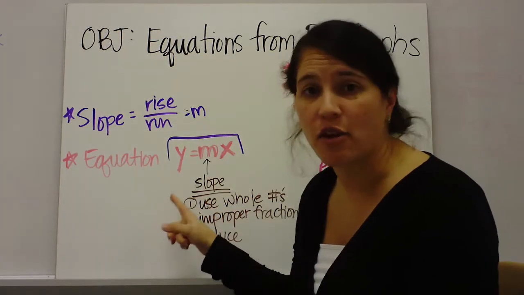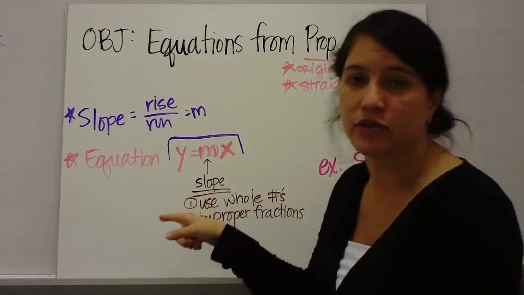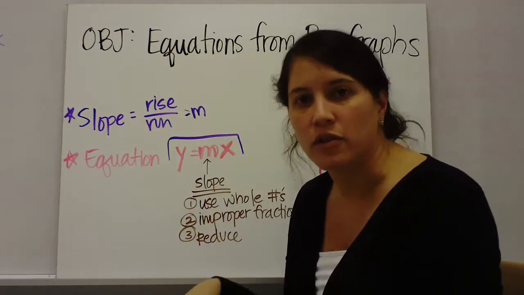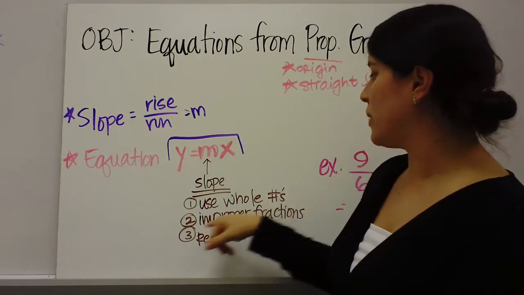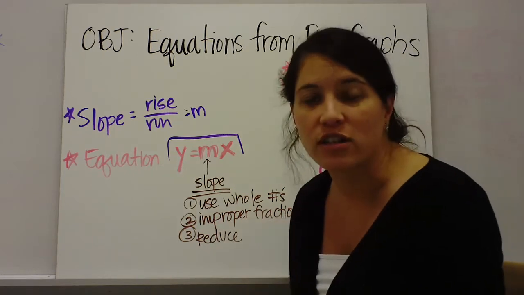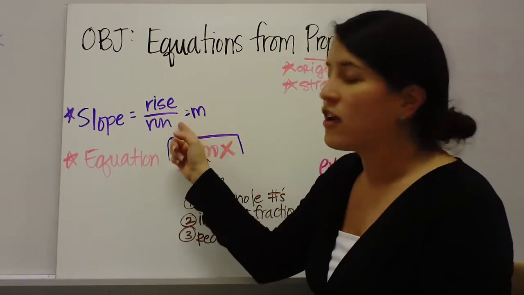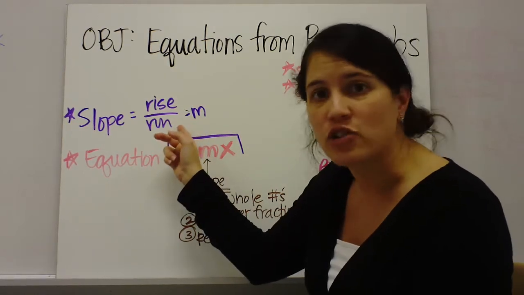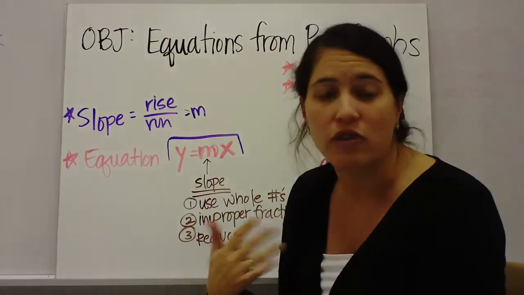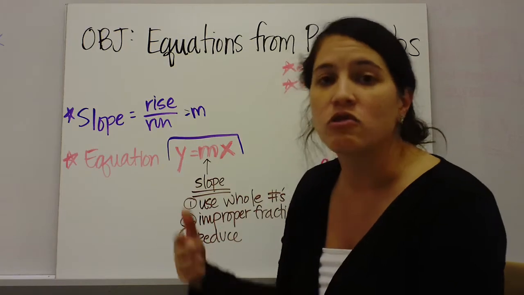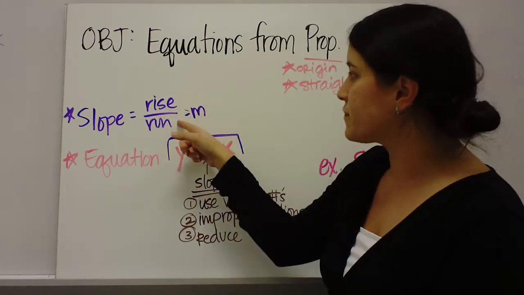So a few things you need to know about the slope. Number one, we have to use whole numbers, no decimals. Number two, if it's going to be a fraction, you need to leave it as an improper fraction. Because it's rise over run, you might have an improper fraction. Do not change it to a mixed number, just like ratios. You can't have a mixed number as a ratio, so leave it as an improper fraction.